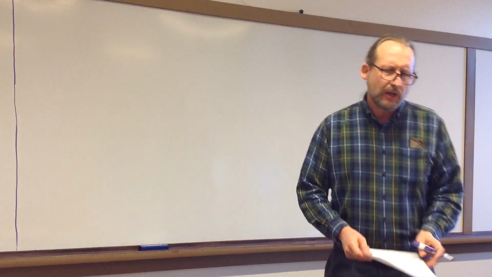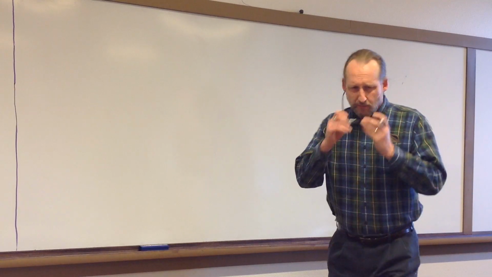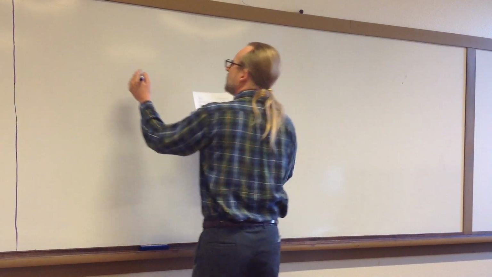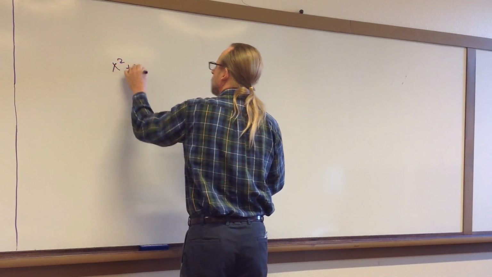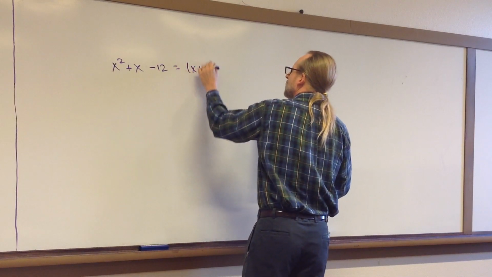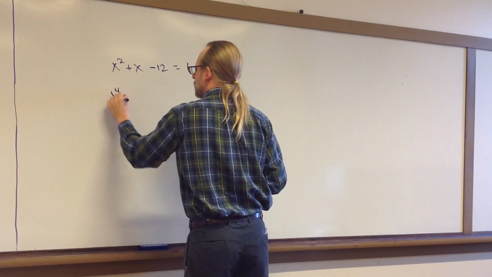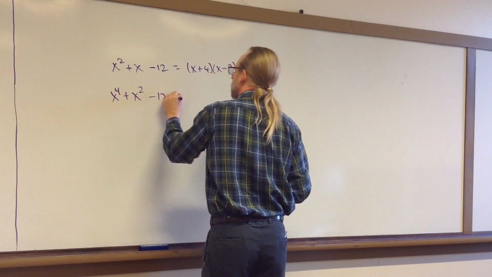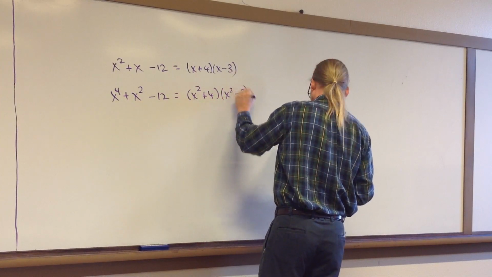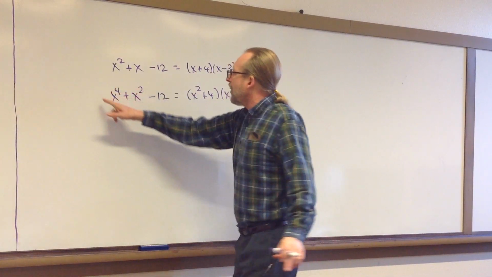And this is all about solving an equation that is what they call quadratic in form. So on the project, I show you these two examples: x squared plus x minus 12 factors as x plus 4 times x minus 3, and x to the fourth plus x squared minus 12 factors as x squared plus 4 times x squared minus 3. So this format right here is what's called quadratic in form.